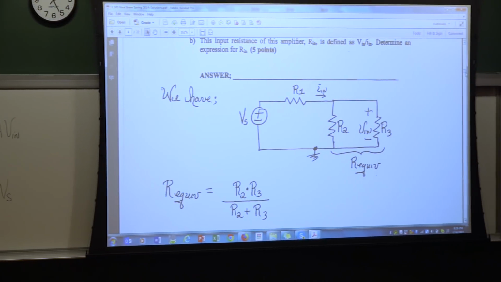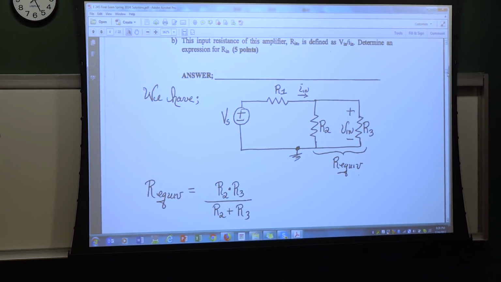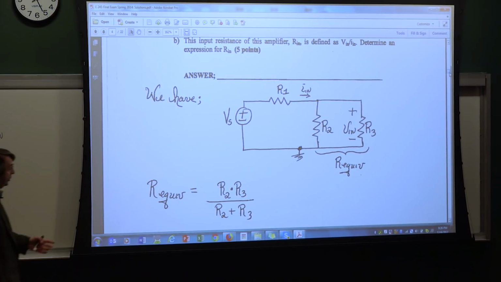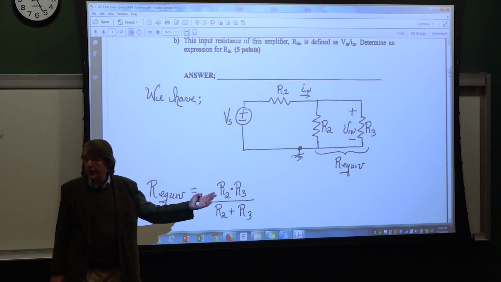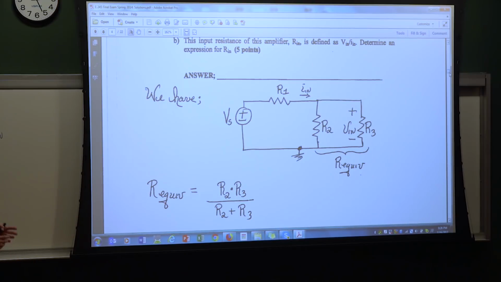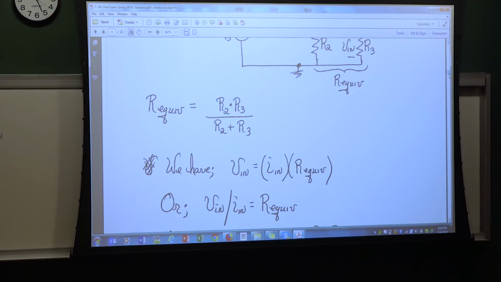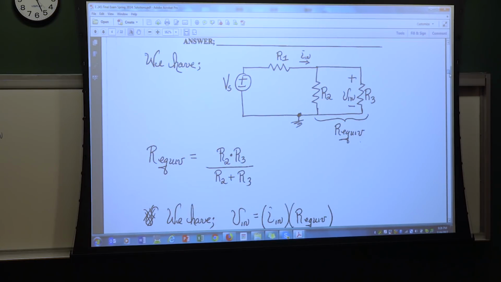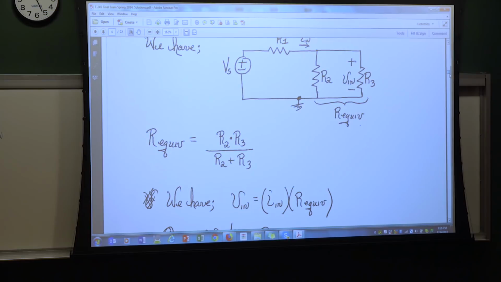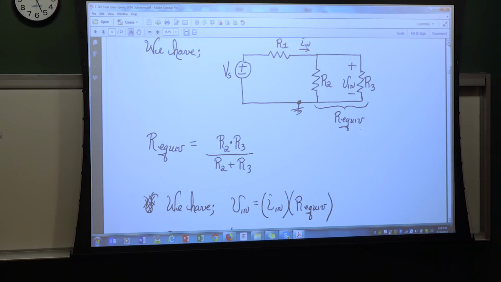So we need V in over I in. So I just draw the left side of the circuit, and once again we have an REQ. Okay, so now I can think about reducing it to basically just two resistors. So we then have that V in equals I in times REQ. Now let me stop. That's the key. How can I help?